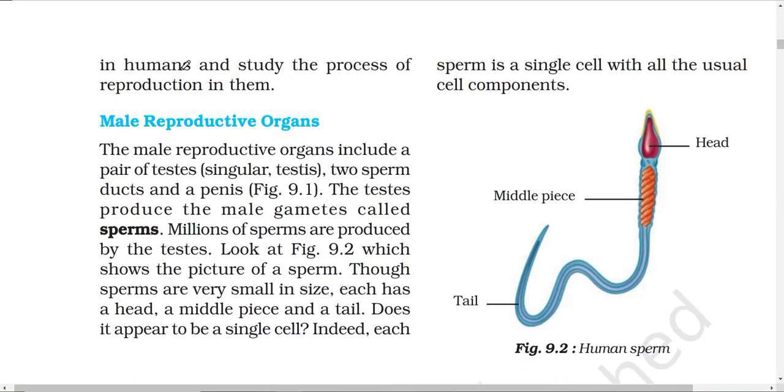So let us now come to the male reproductive organ. Generally the male reproductive organ has a pair of testes, two sperm ducts and a penis.